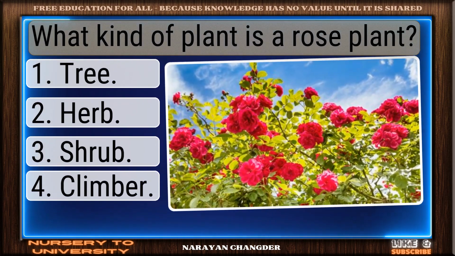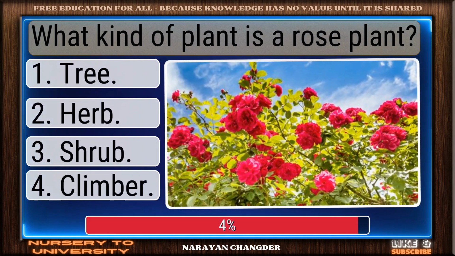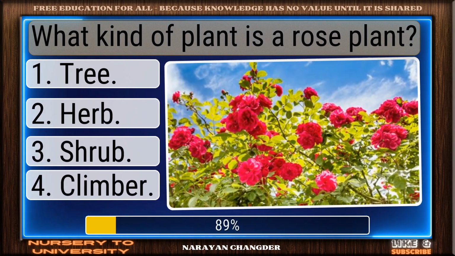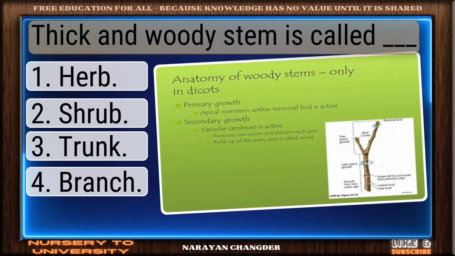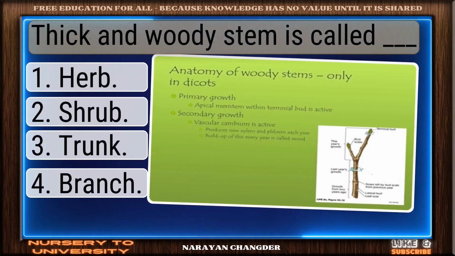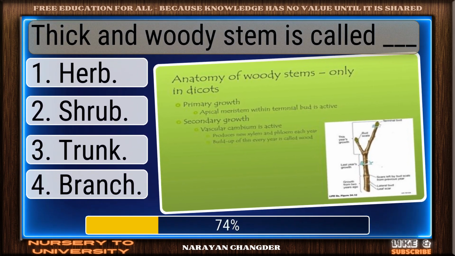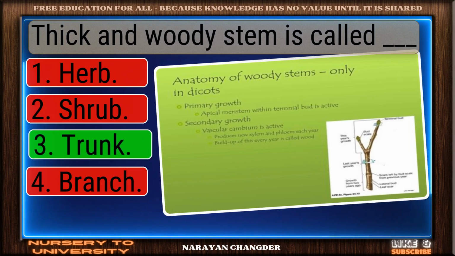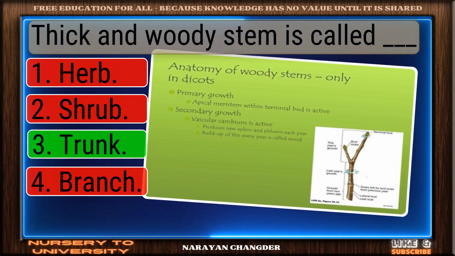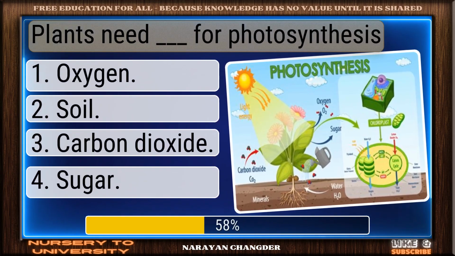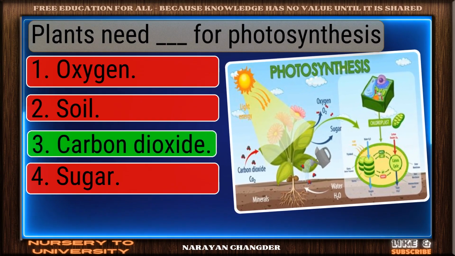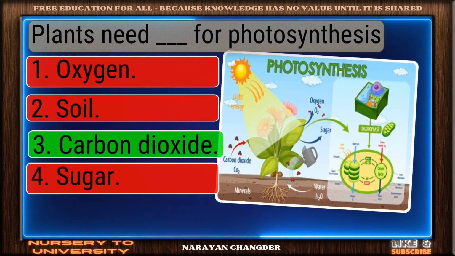What kind of plant is a rose plant? Smart pick. Shrub is the correct choice. A thick and woody stem is called dash. Correct response. Trunk is the most accurate answer. Plants need dash for photosynthesis. Sharp thinking. Carbon dioxide is the right choice.